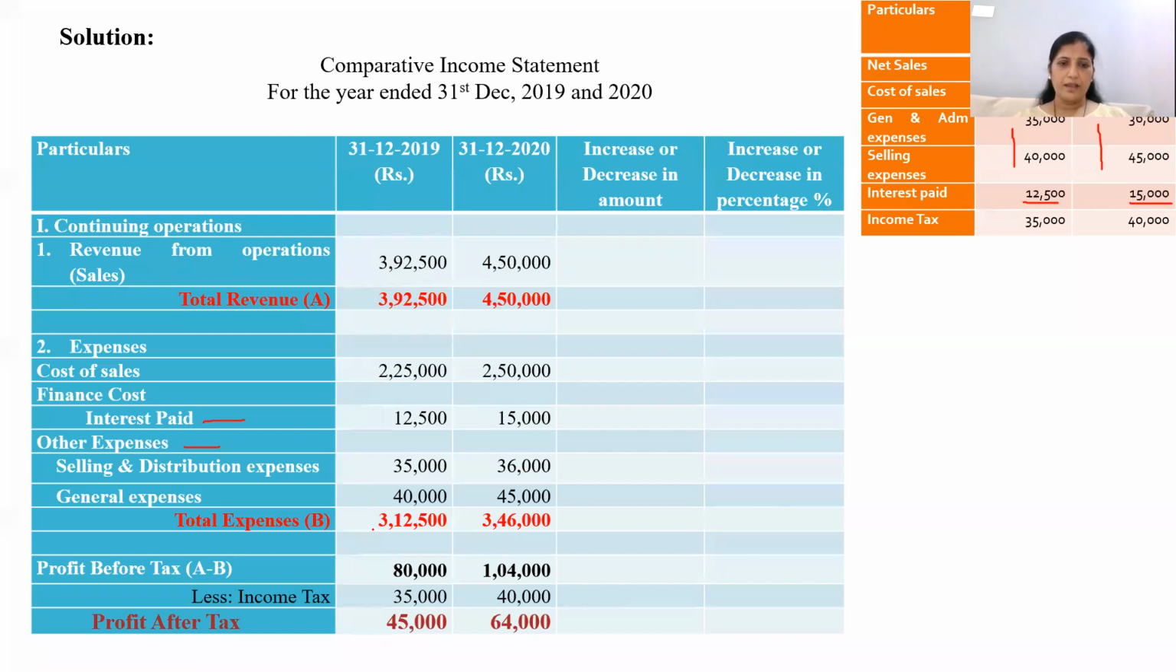Okay. So now what you will do, you add up all these figures, from here to here. 2,25,000, 12,500, 35,000 and 40,000. Is it 3,12,500? Check, add it and then write. Similarly here, you add all these figures: 2,50,000, 15,000, 36,000, 45,000. This will be 3,46,000. Okay.